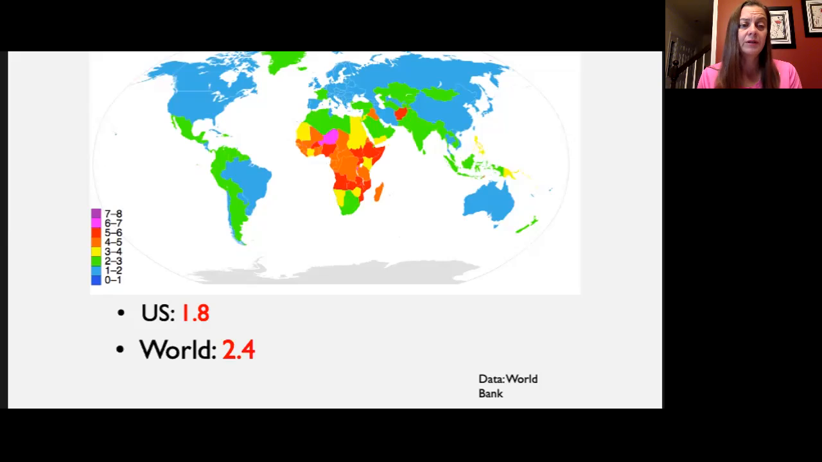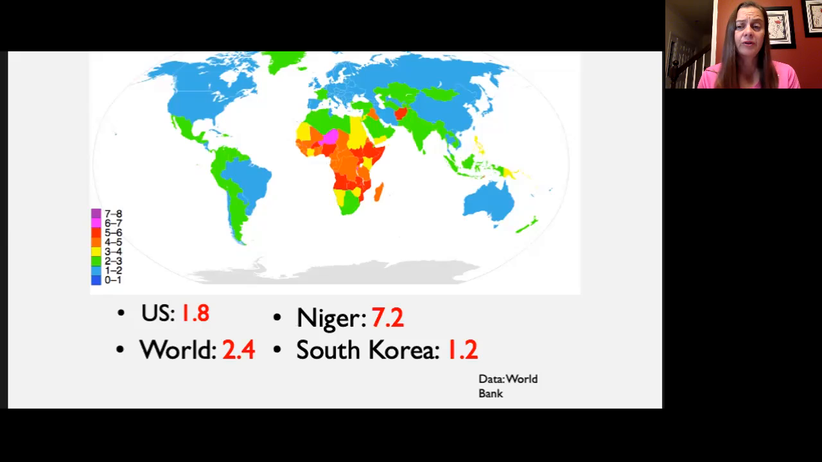In the world, this number on average is 2.4. So on average, a woman produces 2.4 children in her lifespan. In the country of Niger, this number is 7.2, and in South Korea, it's 1.2. So that's the idea of total fertility rate.